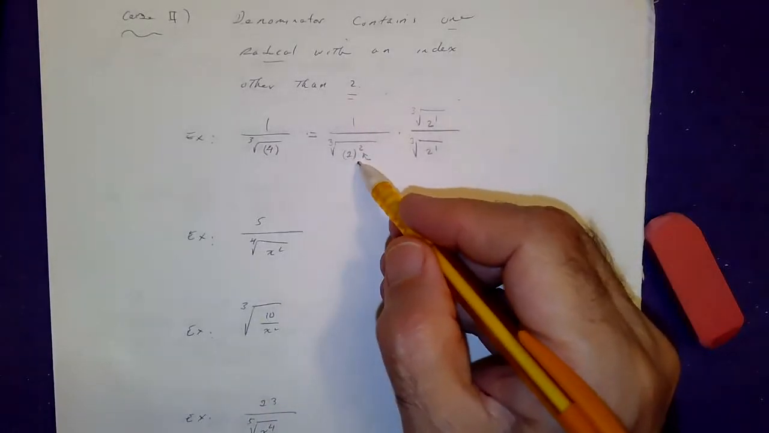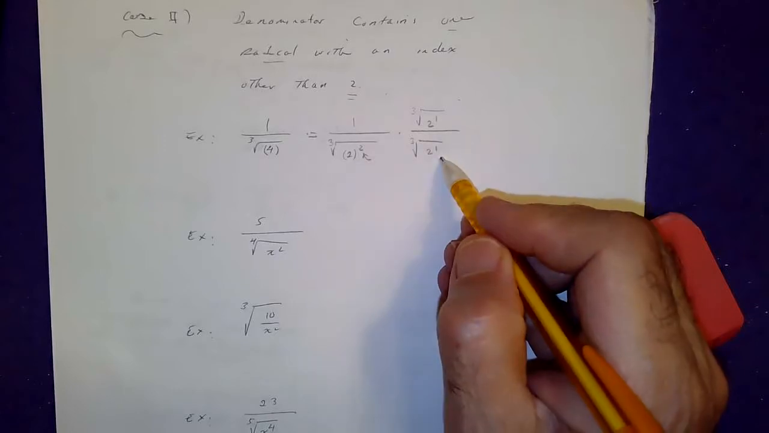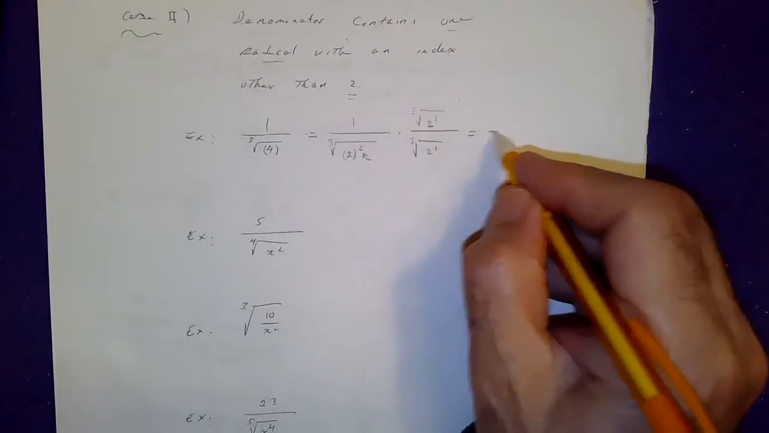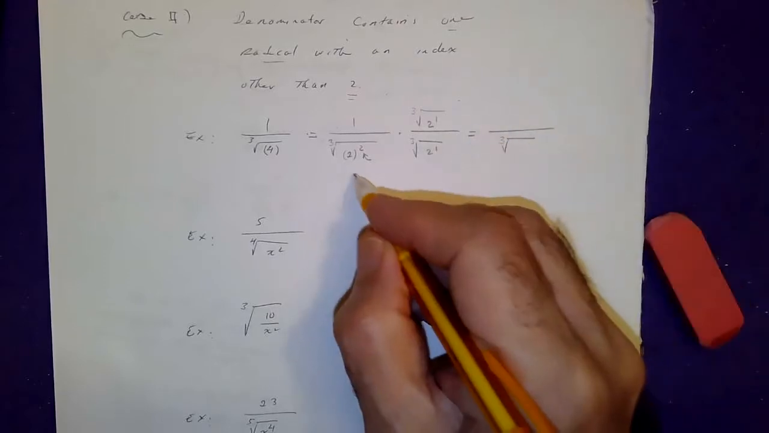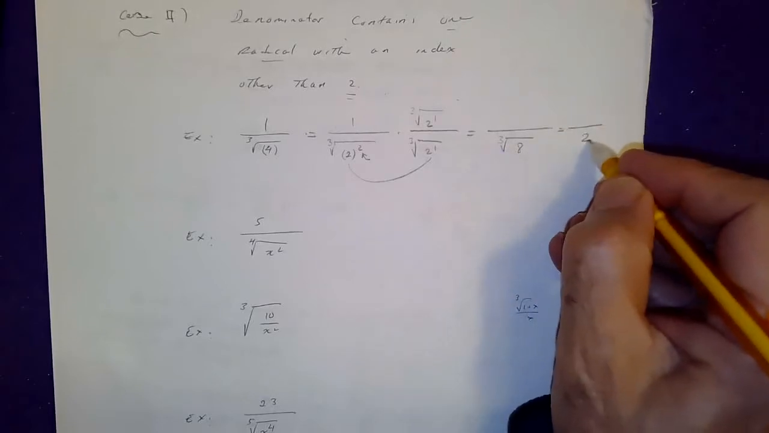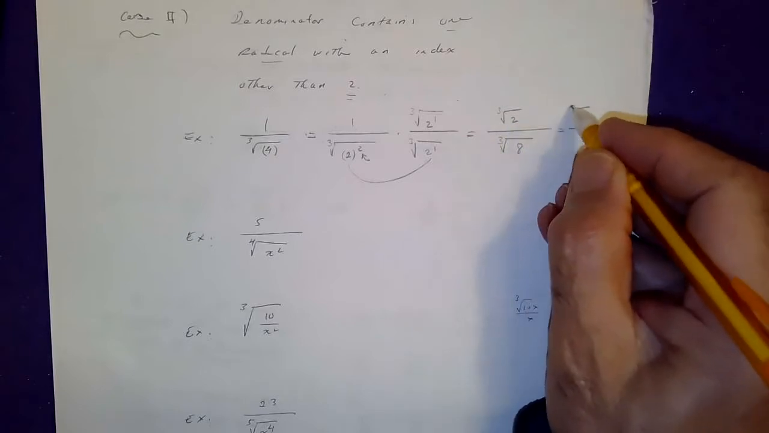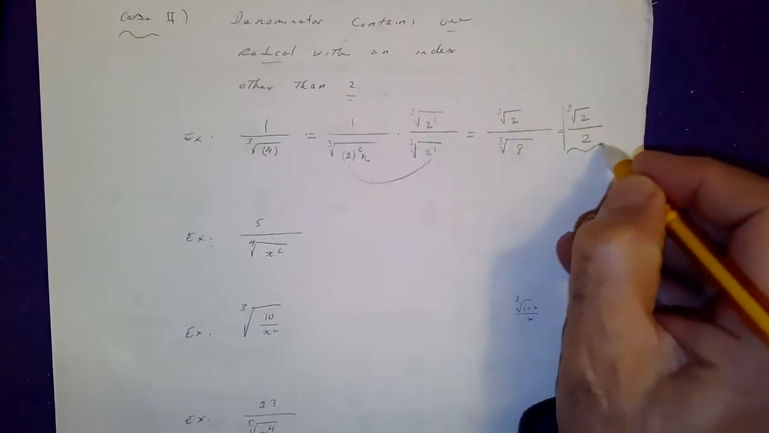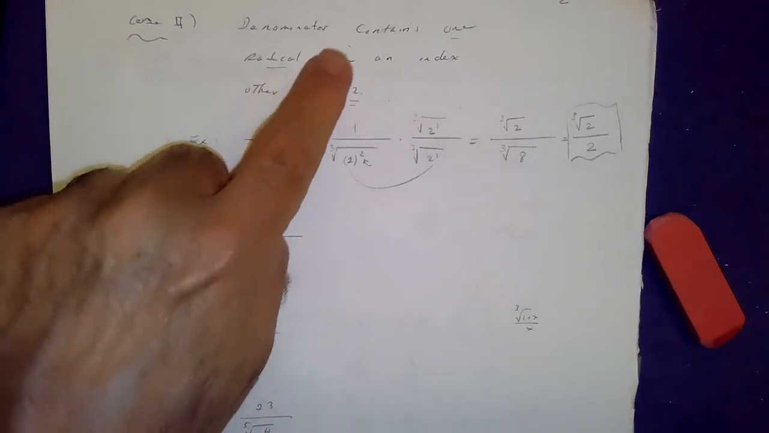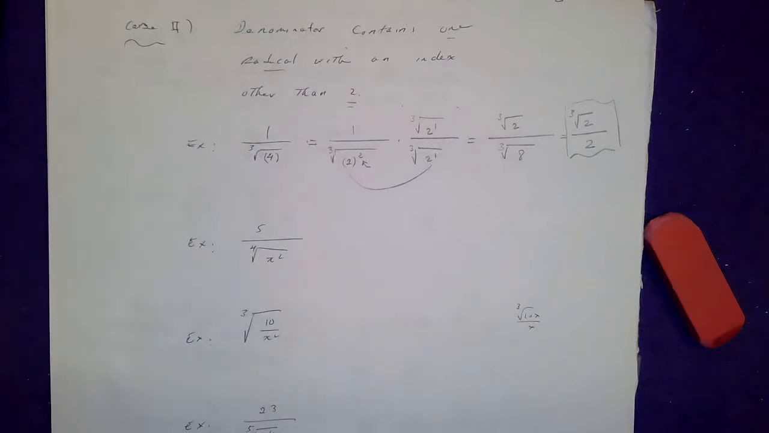So the cube root of 4, I don't know what that is. But the minute I multiply 4 by 2, of course, in this case the cube root of 2, then in the denominator I get the cube root of 4 times 2, which is 8. But the cube root of 8, I know it's 2. But then this just goes on top, so the final answer is the cube root of 2 over 2. And that's how you rationalize the denominator when the denominator contains one radical with an index other than 2.